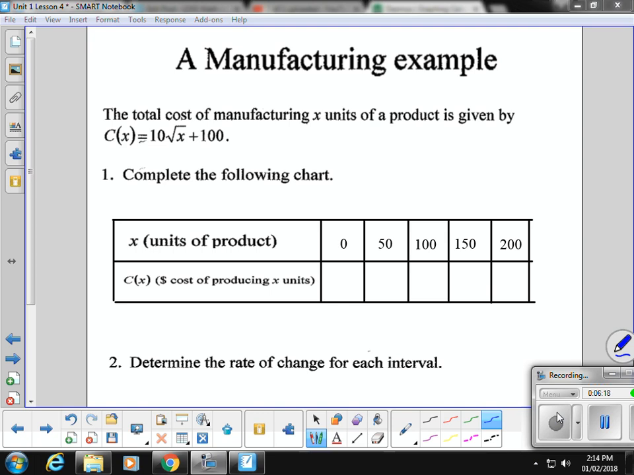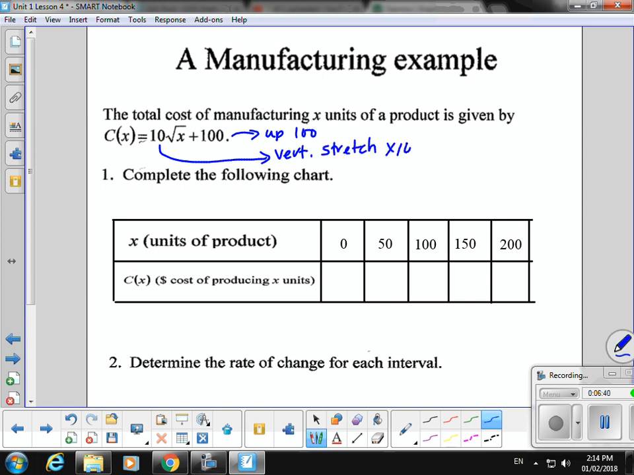Let's look at a second example in manufacturing. The total cost of manufacturing X units of a product is given by 10 root X plus 100. We know what that looks like from transformational thinking. We have a function that's been moved up 100. We have a function that has a vertical stretch, factor 10. And we know that the parent function was the square root function, so we know that this graph would look like up 100, fairly steep, like that.